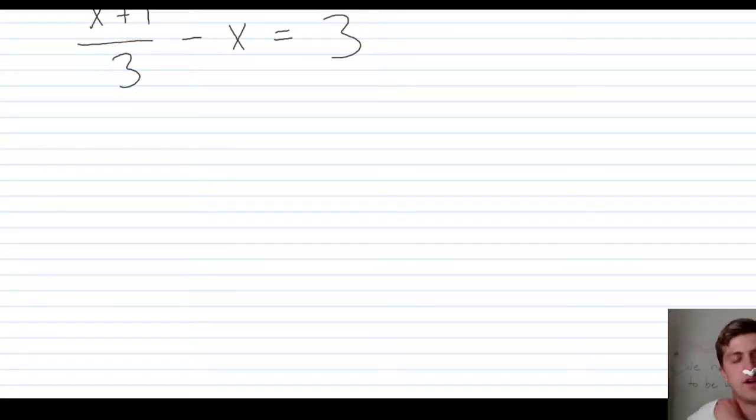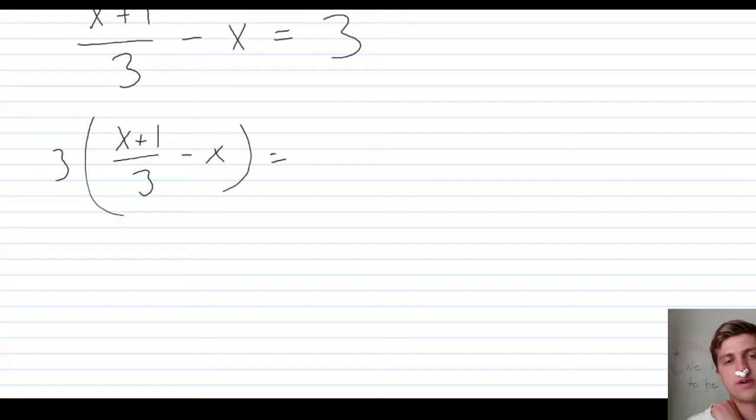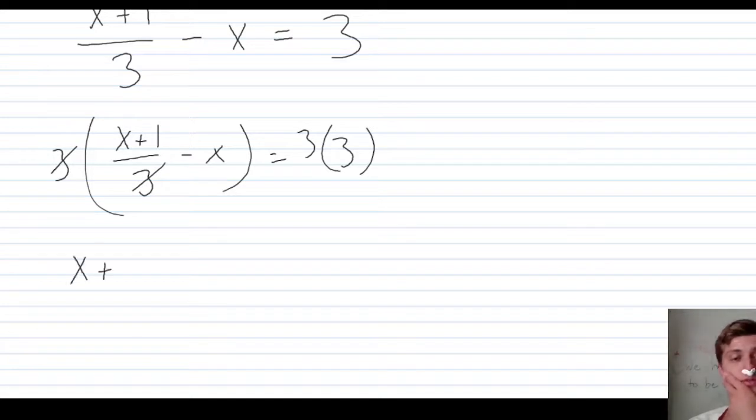Like I said, we're going to rewrite the left side, put in parentheses, put a 3 on the outside, rewrite the right side, put in parentheses, put a 3 on the outside. This 3 cancels with this 3. We're just left with x plus 1. And then our 3 comes back for our next multiplication. 3 times negative x gives us negative 3x. And then 3 times 3 gives us 9.